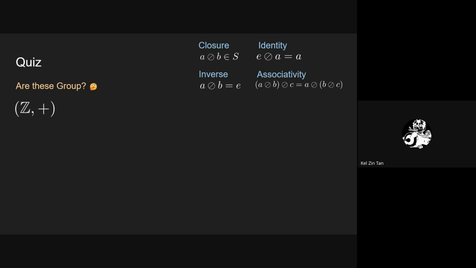Okay, although the majority of you say that it is a group, there is a portion that says that this is not a group. So perhaps let's just try and prove whether this is a group or not.